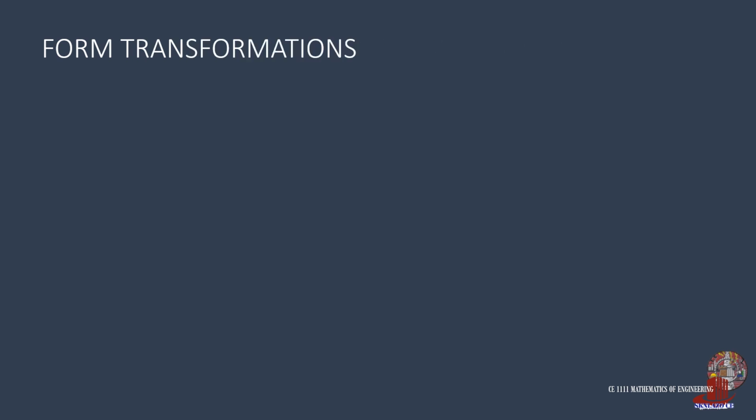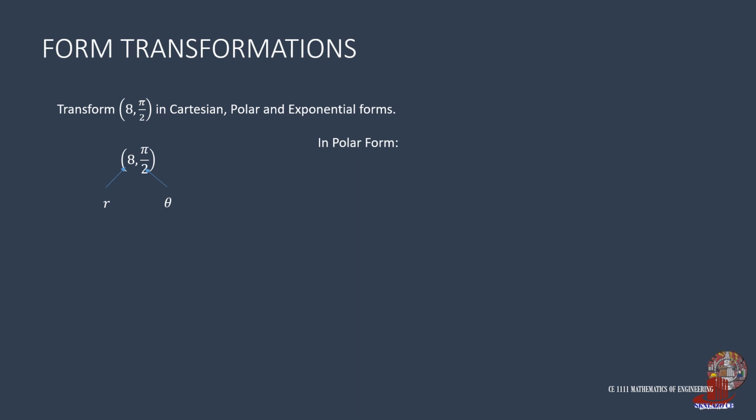Say we are to transform the coordinate pair 8, pi over 2 into its Cartesian, polar, and exponential forms. The first term 8 in the coordinate pair is r, and the second term, half of pi, is theta. These are the necessary parameters to complete the polar and exponential forms. So to transform these into polar form, we write z as the modulus 8 times cosine of pi over 2 plus I times sine of half of pi.